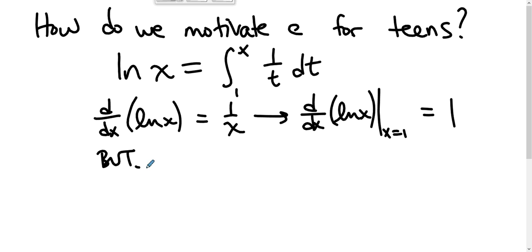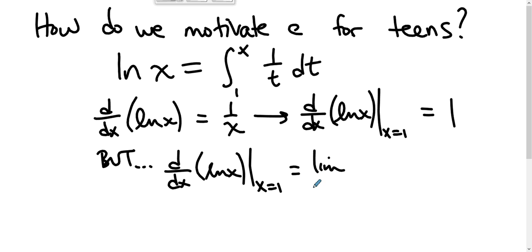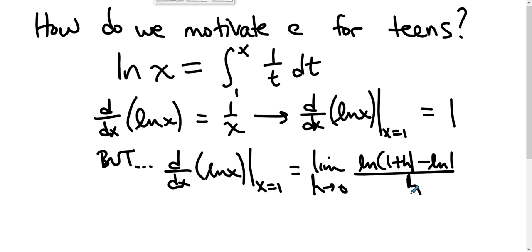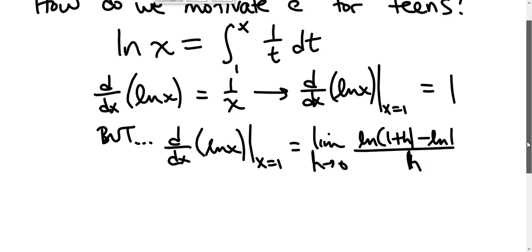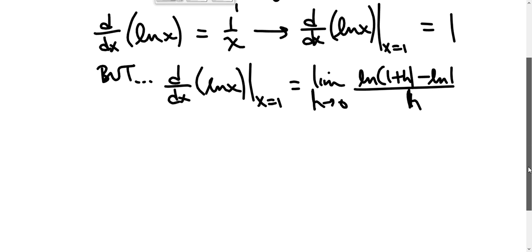But by the definition of derivative, the derivative of the natural log function when x is 1, well, that's a limit as h approaches 0 of the function at 1 plus h minus the function at 1, over h. This is the definition of derivative. Function at 1 plus h minus function at 1 over h. We know that this is 0.